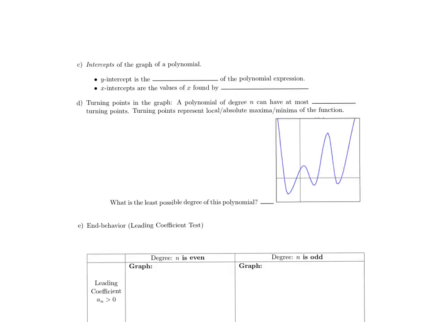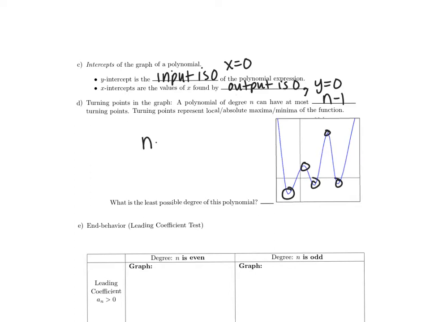Thinking about a y-intercept, the y-intercept is the input value of 0, which means x equals 0. And the x-intercepts are found by setting the output to 0, or in other words, y equals 0. Turning points can be found. A polynomial of degree n can have at most n minus 1 turning points. When we look at this, we have 1, 2, 3, 4, 5 turning points. N minus 1 equals 5. If we solve for n, your degree would be 6.